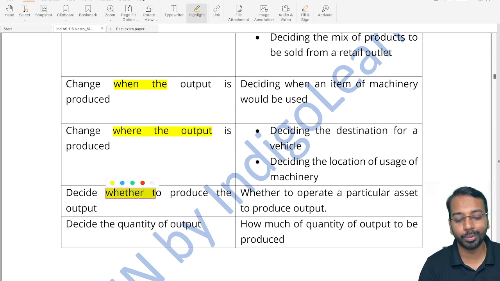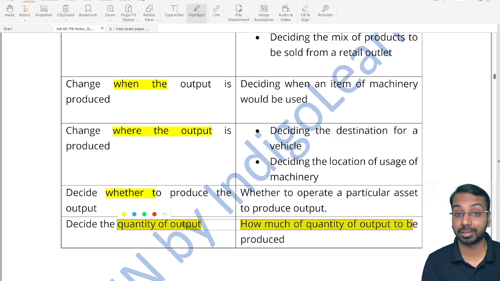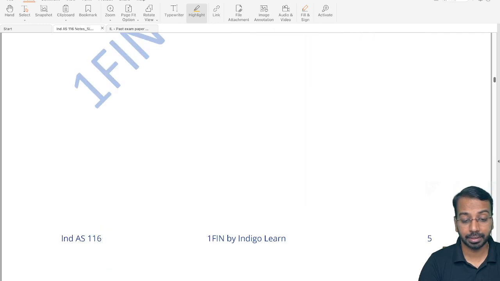And then how much to produce? What is the quantity of output to be produced? Even in that case, it is up to the customer. The customer will decide whether I want to produce the output or not, and how much to produce. All of that will be decided by the customer.